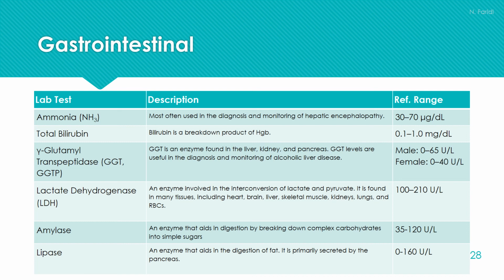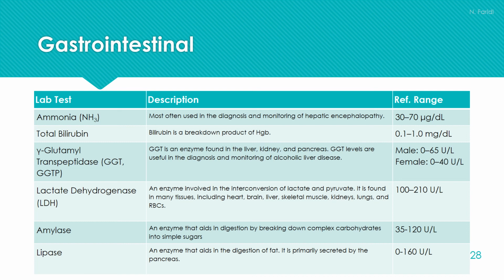Next, we have amylase, which is an enzyme that aids in the digestion by breaking down complex carbohydrates into simple sugars. The majority of the amylase is produced in the pancreas and salivary glands. The amylase levels begin to rise 2 to 6 hours after the onset of acute pancreatitis. So amylase is a good measure to see if the patient is having inflammation of the pancreas.